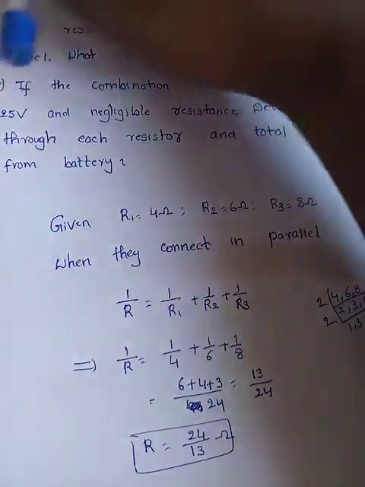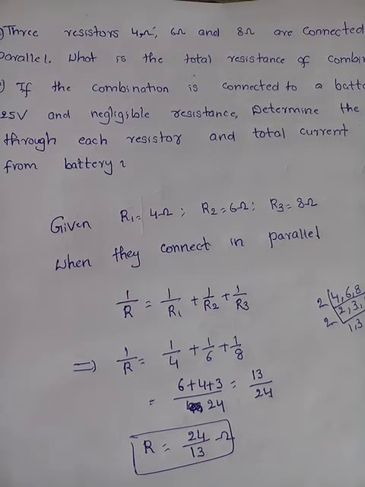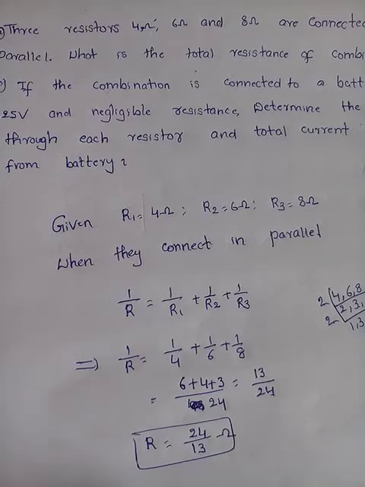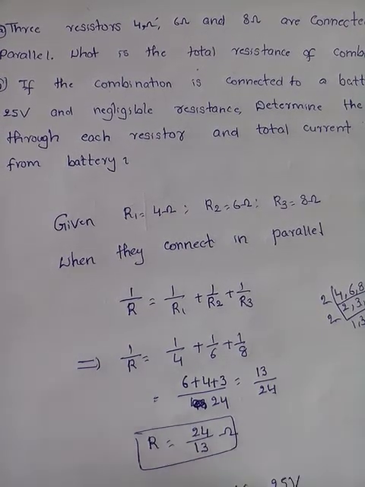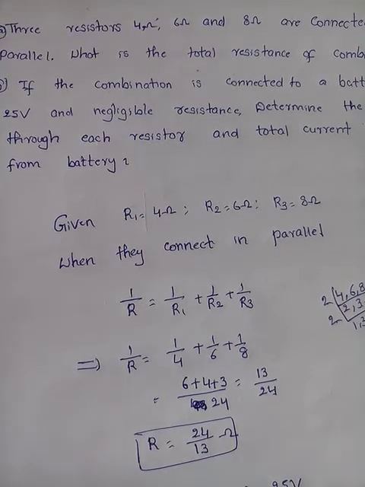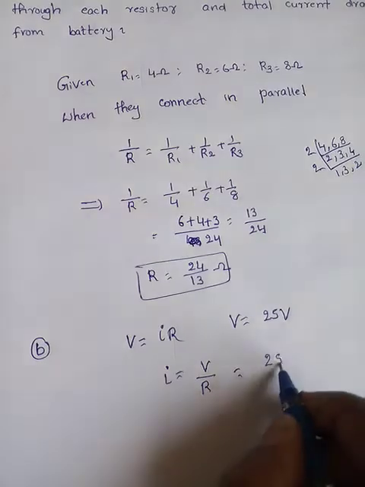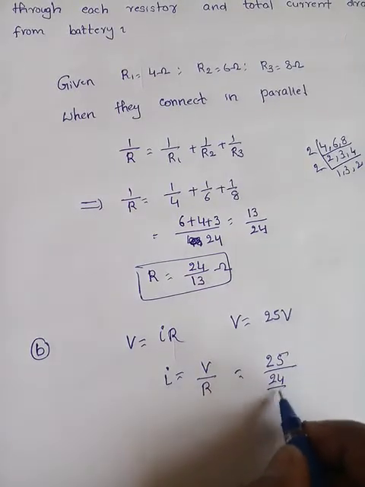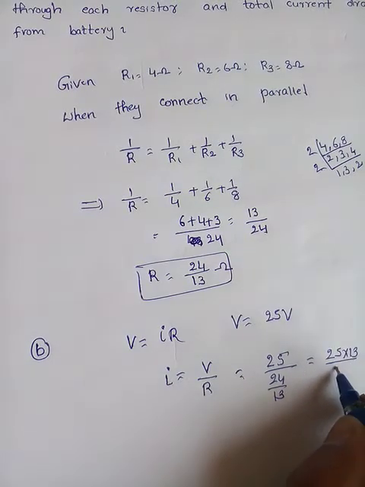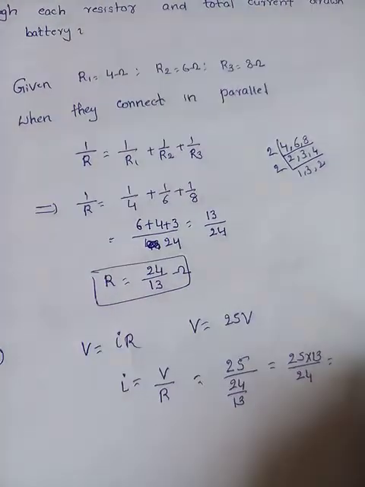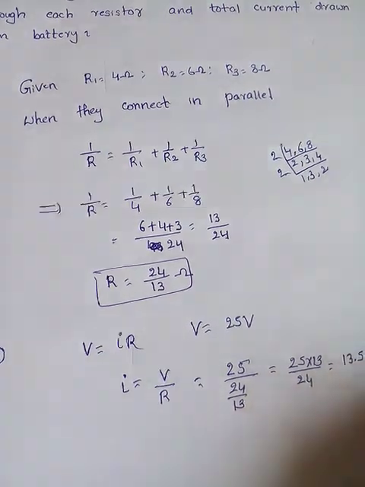Now if this combination is connected to a battery of 25 volts, what happens now? V equals IR. The battery connected here is 25 volts. So I is equal to V by R, that is 25 by 24 by 13, so 25 into 13 by 24. If you calculate, the current is approximately 13.54 amperes.